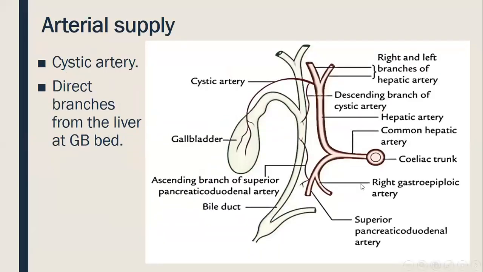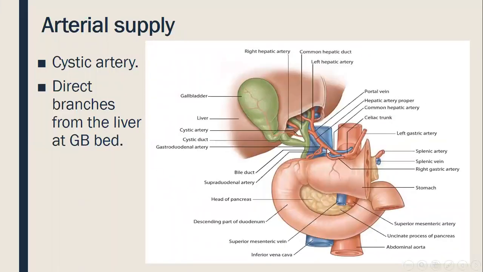Arterial supply, the main arterial supply of the gallbladder by cystic artery. Sometimes there is a direct branch from the liver at the gallbladder bed. Again here, this is the celiac trunk, this is the common hepatic artery, sorry. We gave the left hepatic artery proper, left hepatic, right hepatic artery called cystic artery.